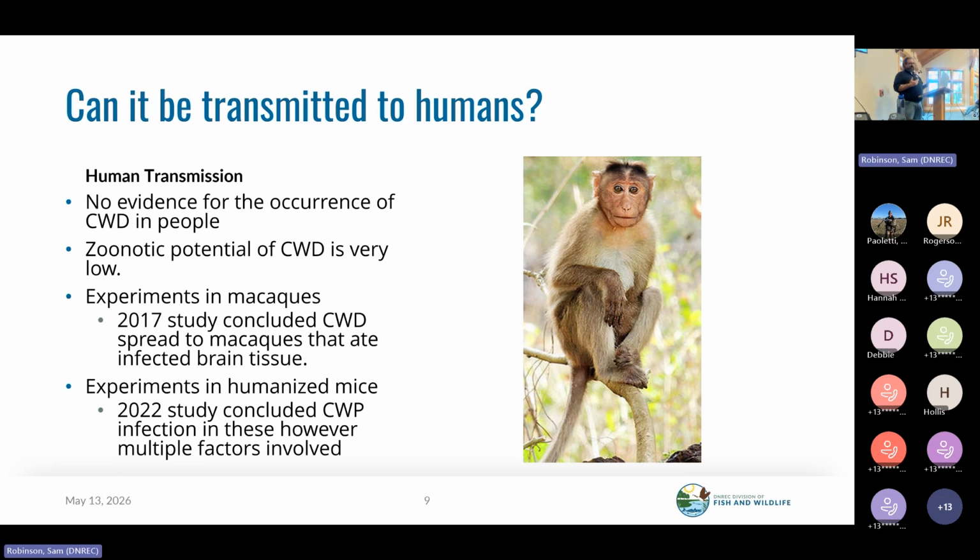There was one study with macaque monkeys, and this was done, I believe, in Canada. They fed these monkeys brain tissue with very high prion loads, and eventually it got to tracking CWD. So it's been kind of shown in humanized mice. But again, there were so many things involved to go from one species to the other.